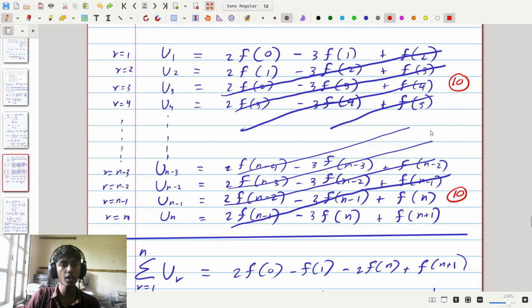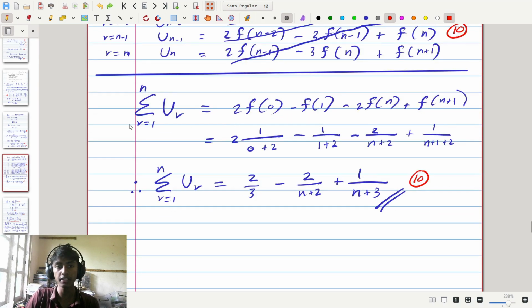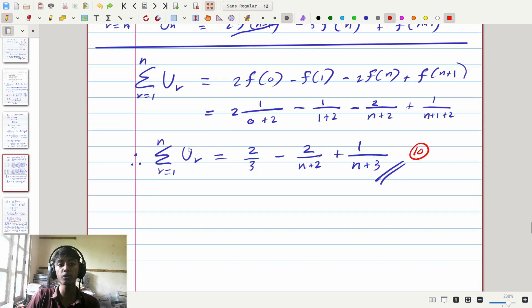Now from this, when you add the left hand side and right hand side separately and cancel all the terms here and get this expression on the right and this on the left and simplify down to get the sum from r equals 1 up to n of u of r equals 2 over 3 minus 2 over n plus 2 plus 1 over n plus 3. For all of this work, you get 10 total marks.